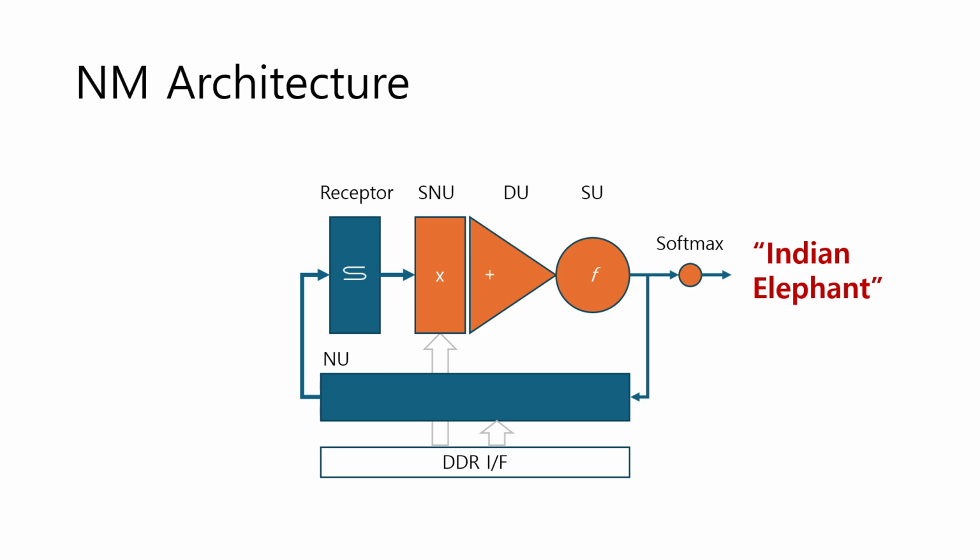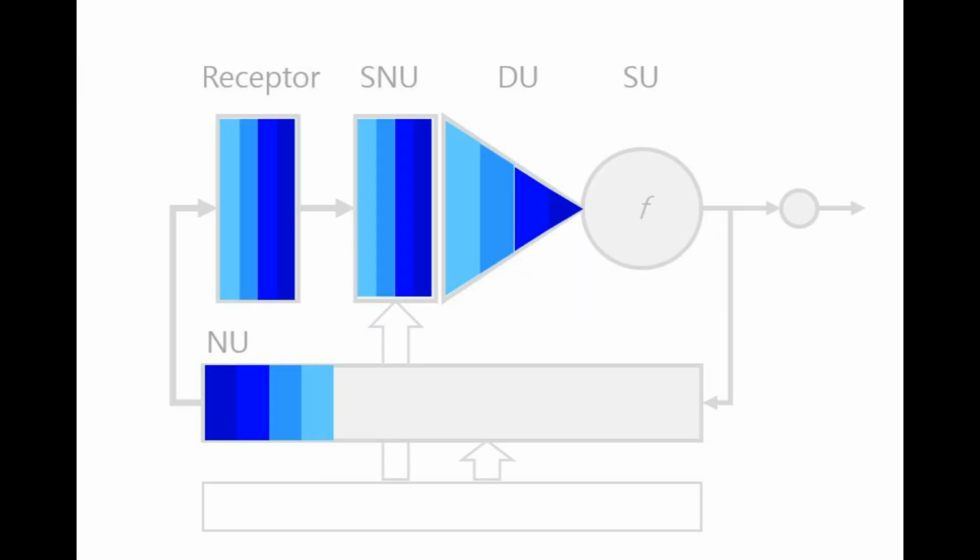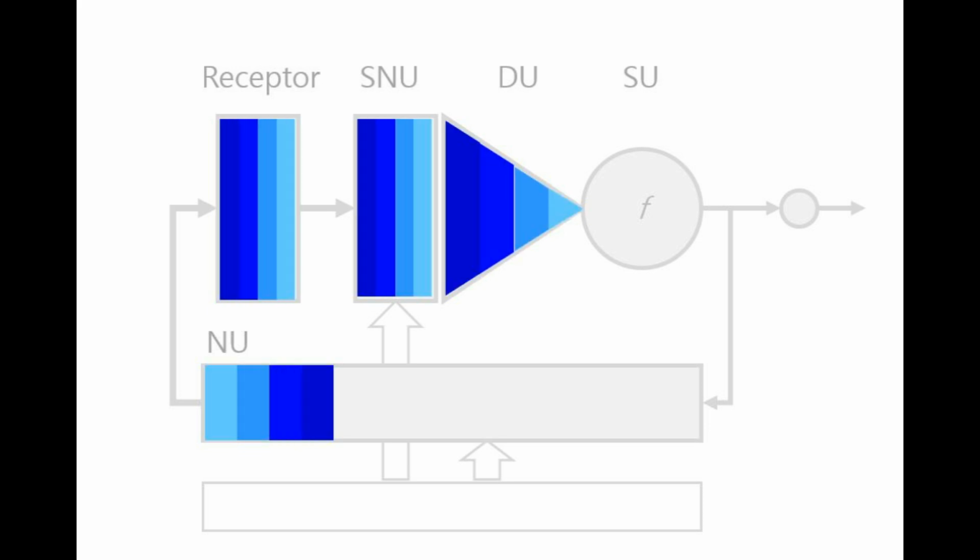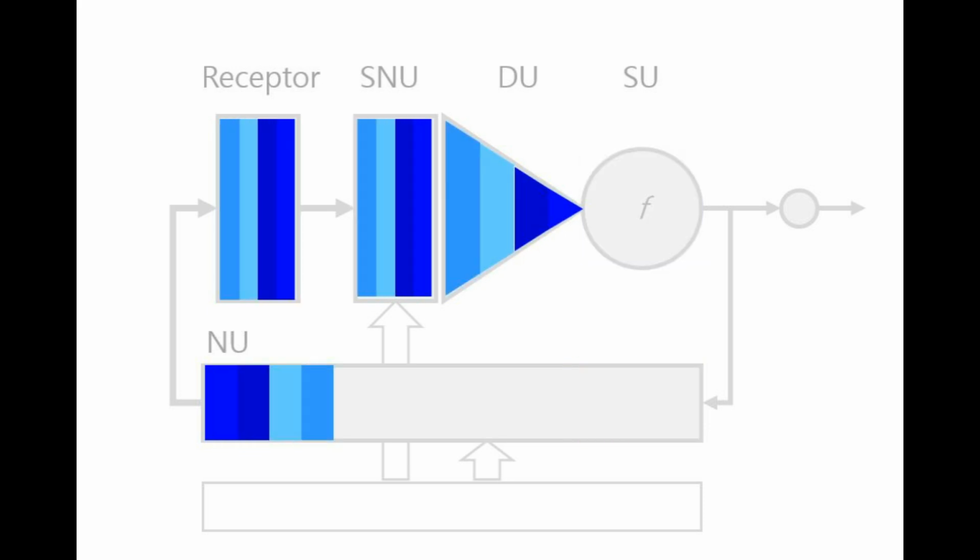Once the computation for one image frame is complete, the above process is repeated using the most recently saved input image. This video shows the flow of data within the computation circuit. It is noteworthy that the SNU, which has the most resources, operates continuously without break.